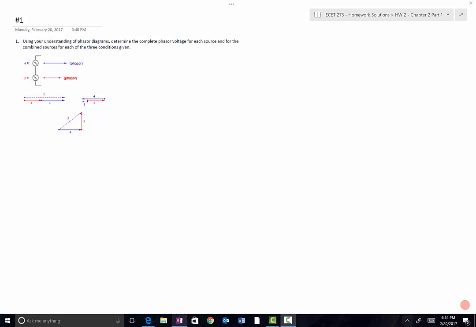Homework solution 2.1. Using your understanding of phasor diagrams, determine the complete phasor voltage for each source and for the combined sources for each of the three conditions given.